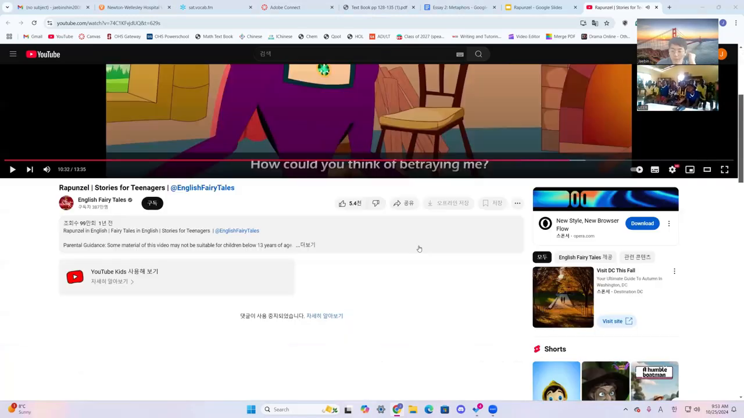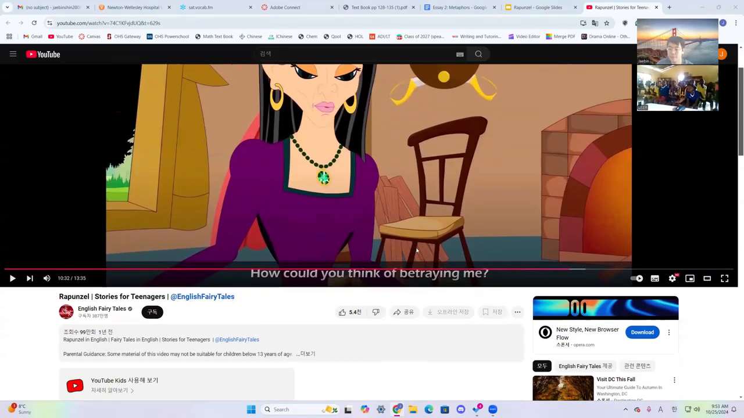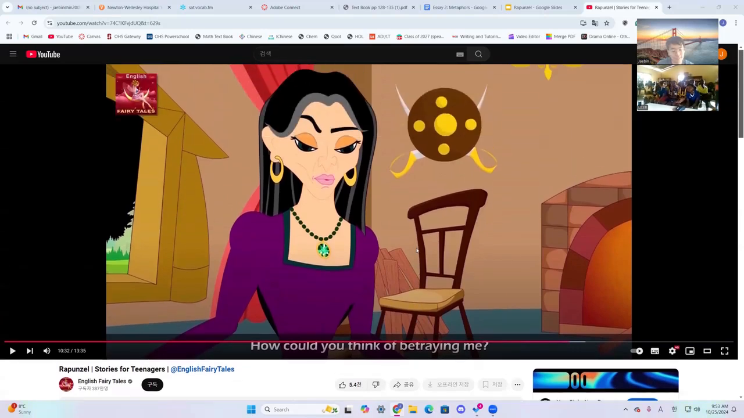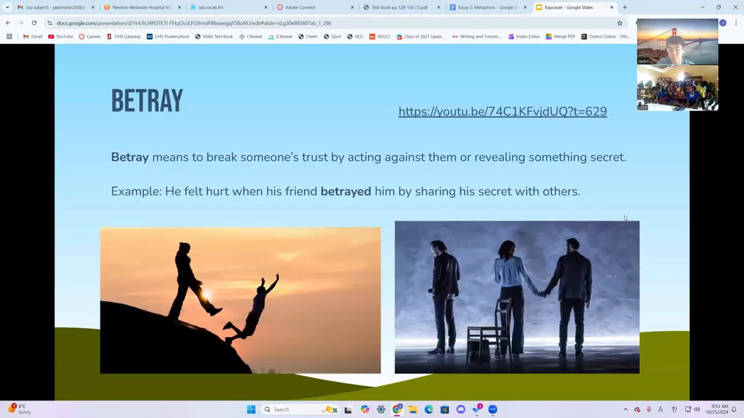So the witch tells Rapunzel, like, how could you think of betraying me? So the witch feels very betrayed because Rapunzel was with the prince and the witch never allowed that. She felt betrayed, a loss of trust. She lost the trust of Rapunzel. That's how betray is used in the story.